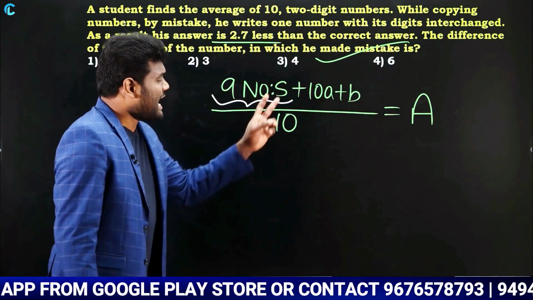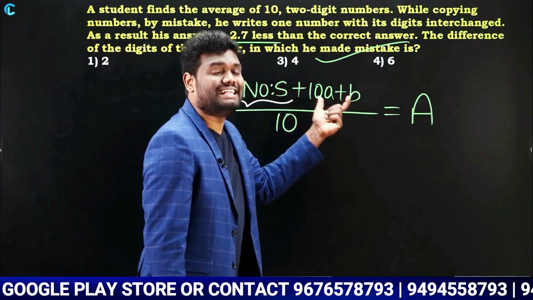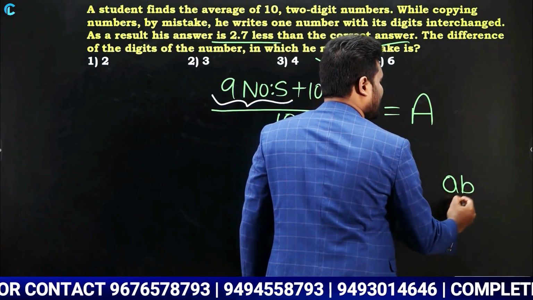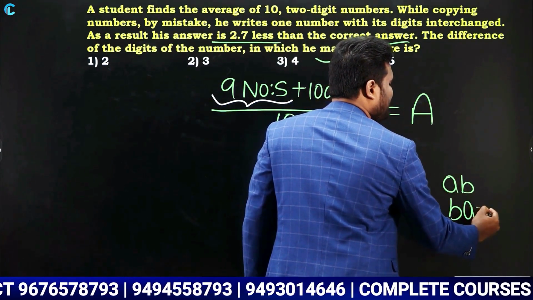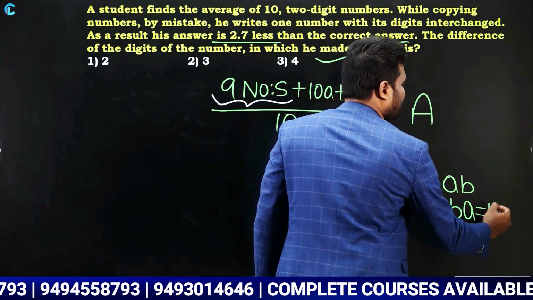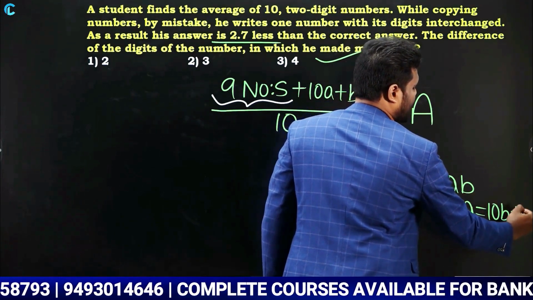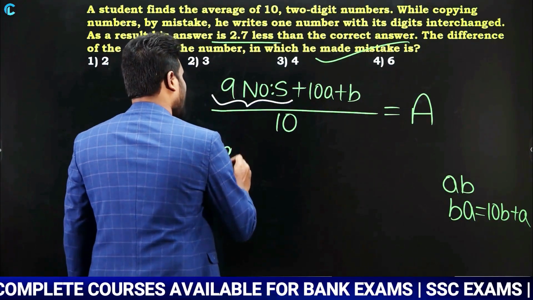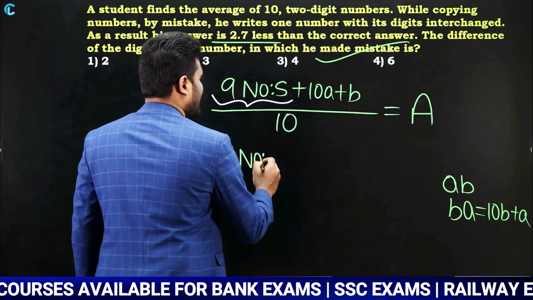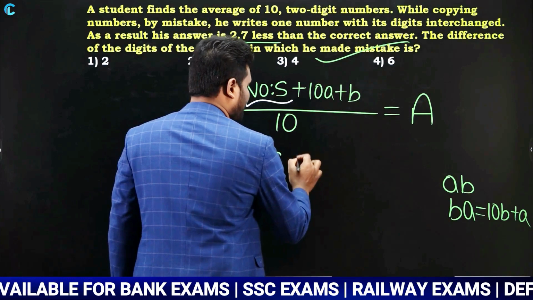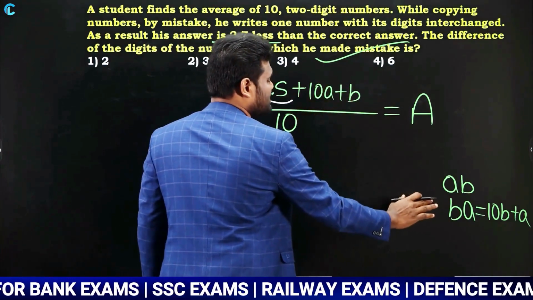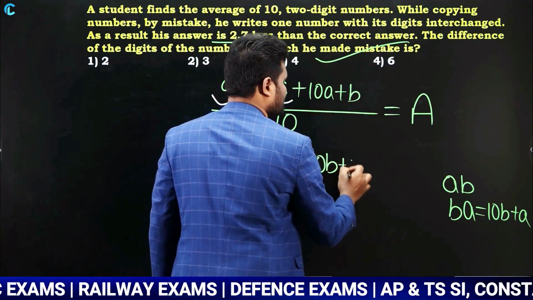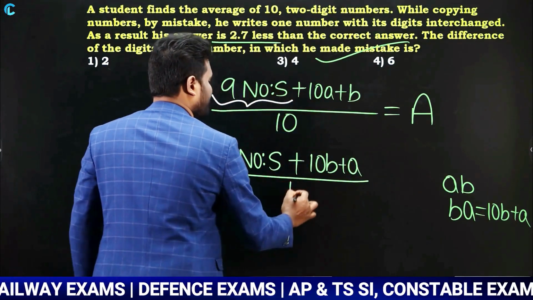Now what happens if this number's digits are interchanged, which means AB is written as BA? Then BA can be written as 10B plus A. Yes or no? If it is interchanged, these 9 numbers have no change; the 9 numbers will be the same as they are. But the 10th number is interchanged: AB becomes BA, which is 10B plus A. As it is an average, divide by 10.